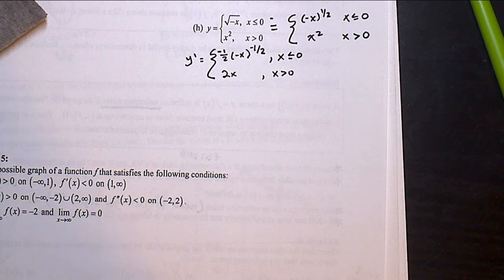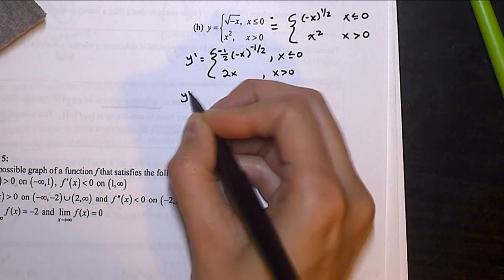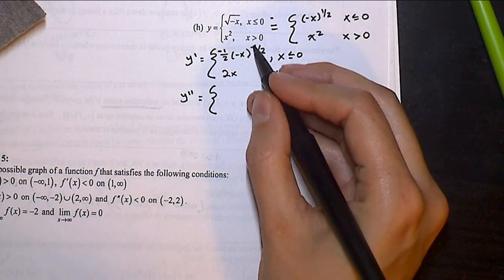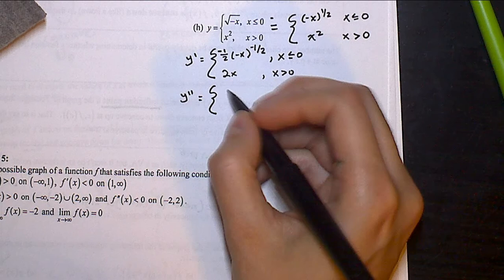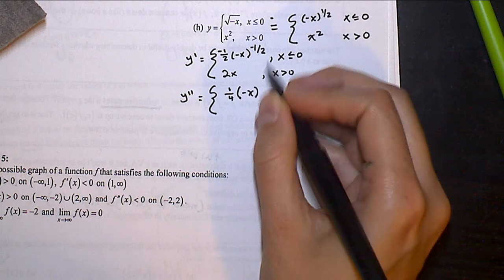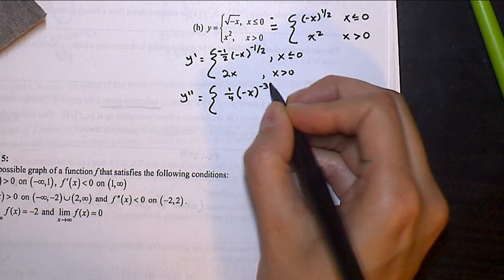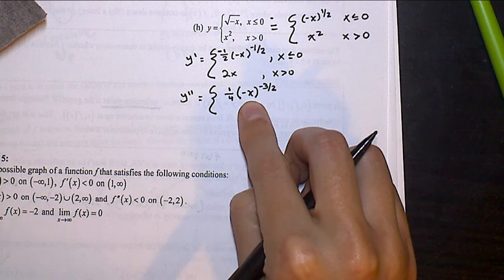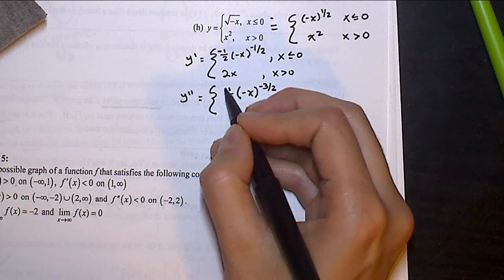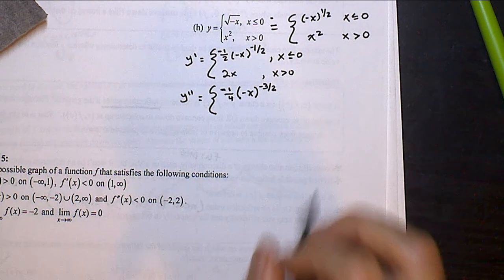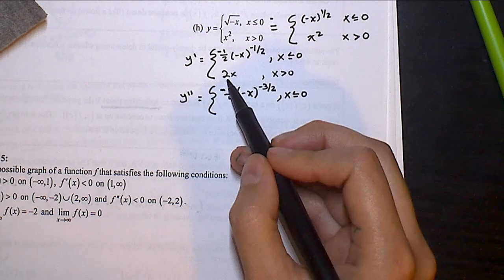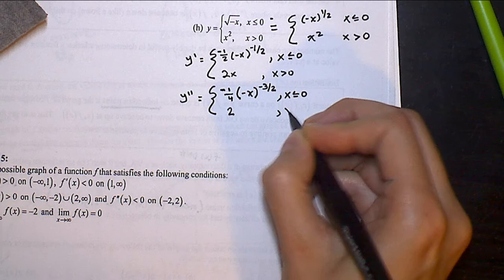Okay. So the second derivative, the derivative of this: bring down this negative 1/2, you get positive 1/4 times negative x, subtract 1, that would be negative 3/2, and then the chain rule, because the derivative of negative x is negative 1, so again I'm just going to add a little negative sign there, for x less than or equal to 0. The derivative of 2x is 2, for x greater than 0.